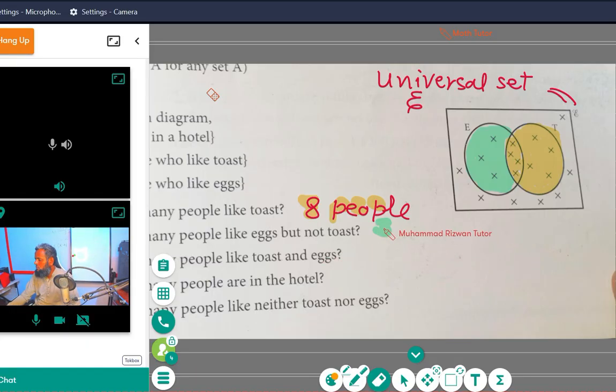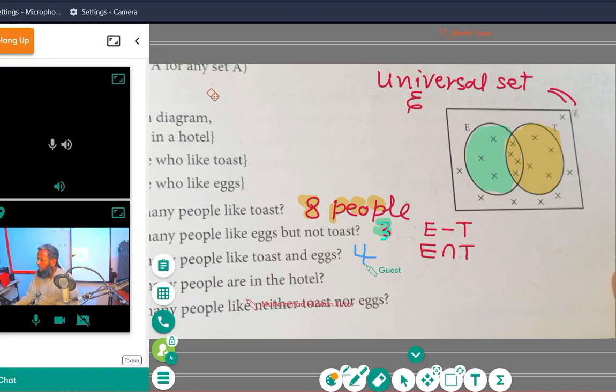3. Okay. How many people like toast and egg? Toast and egg means the common, the people who like both toast and eggs. Can you count? 1, 2, 3, 4. Write 4 here. They are the intersection, E intersection T. Clear? Here it is E minus T. We are subtracting the T toast part.